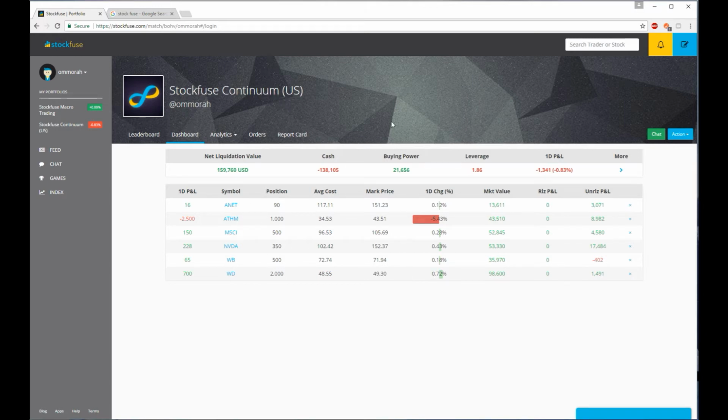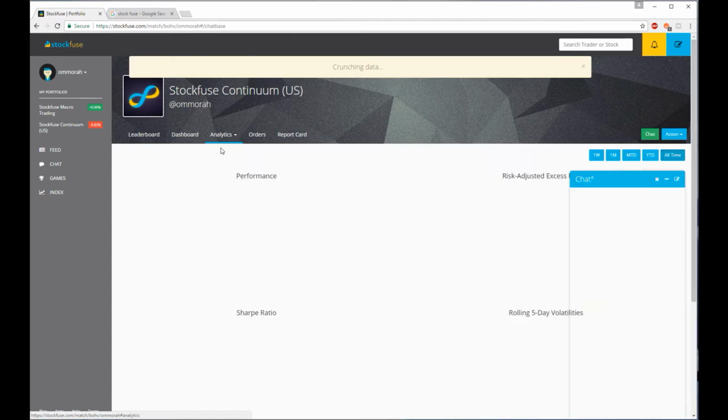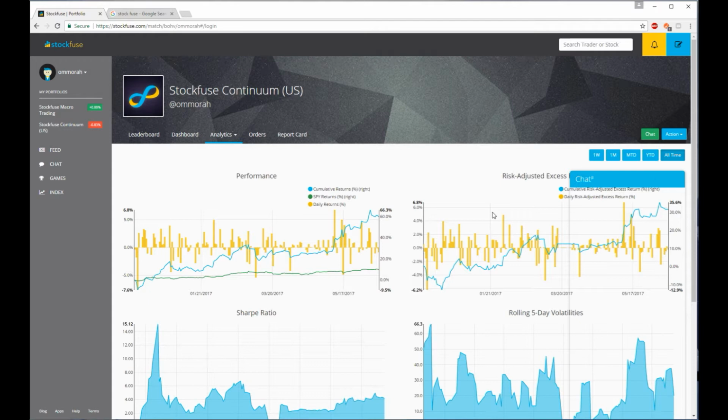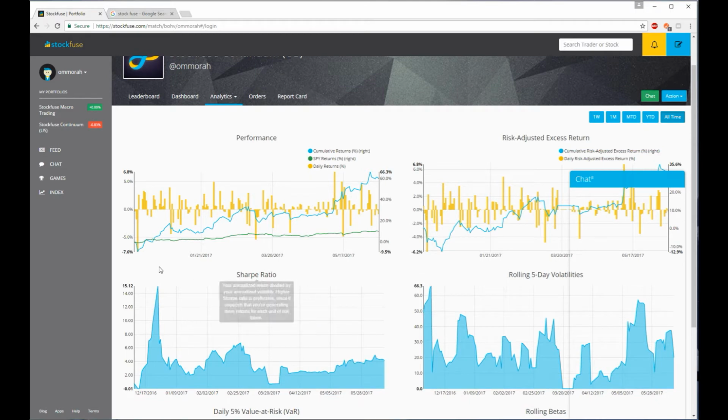But you guys can look up my account on StockFuse. Just go to StockFuse.com. You can look up my account and more, and you can see all the trades I've made. I'll show you all my other four accounts too, and you can see all the trades I made. So let's look at the analytics for this account, and then we'll jump to the next one. Like I said, there's no real strategy. The strategy is just my gut feeling. Anyway, let's look at the performance here.